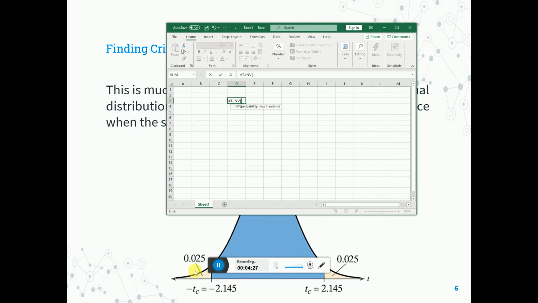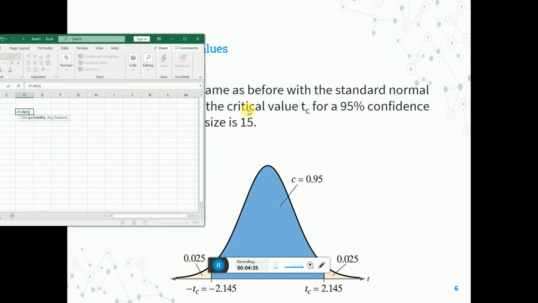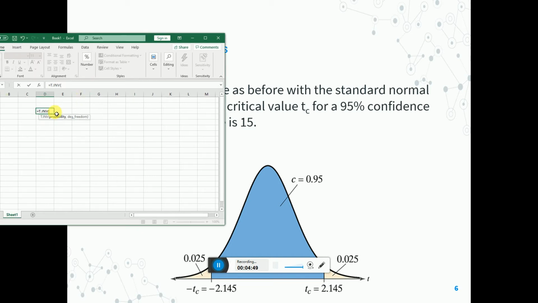And I'm going to tell it the probability on the left-hand side, just like I did before. So for this value right here, the probability on the left-hand side is 0.025, because we were looking for a critical value related to a 95% confidence interval. For a confidence interval, the percentage is always going to be right in the middle of the graph, giving us 2 separate tails. So I can enter 0.025 and then the degrees of freedom.